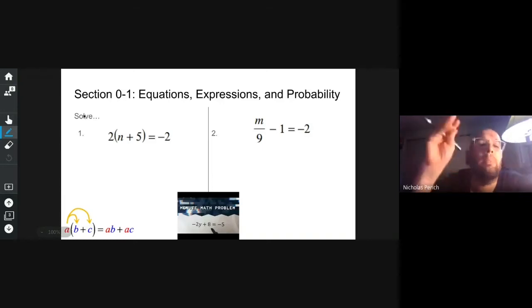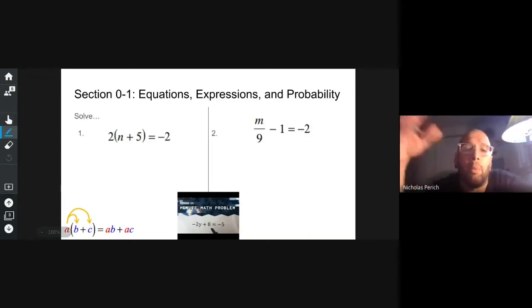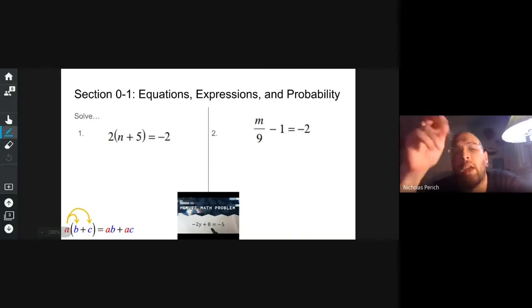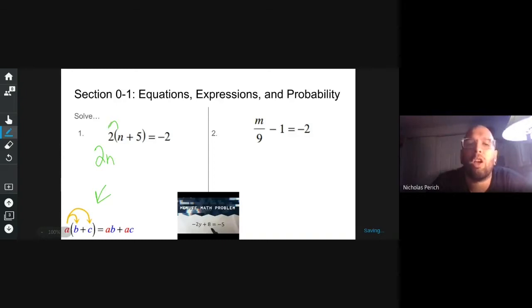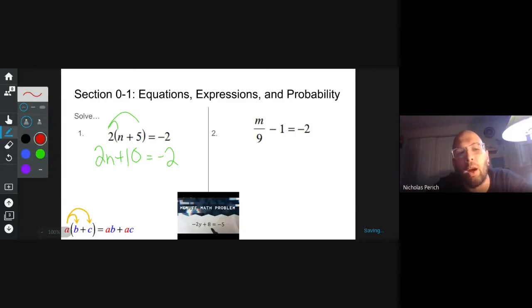We have a distributive property problem, 2 times parentheses, n plus 5. According to that little picture down there, we're going to distribute 2 to both of them. 2 times n is 2n. 2 times 5 is 10. You with me? Equals negative 2. Now it's just a regular old-fashioned two-step equation like the video tried to show you before it went kaputski.